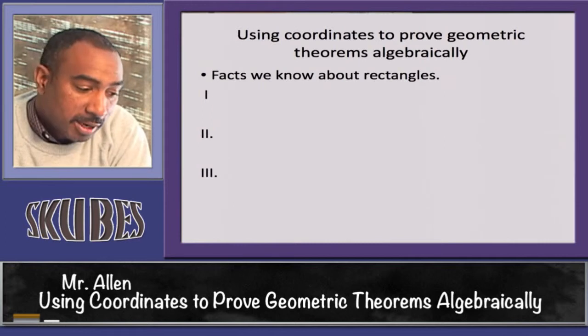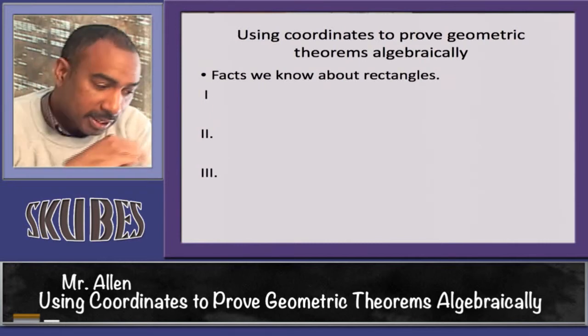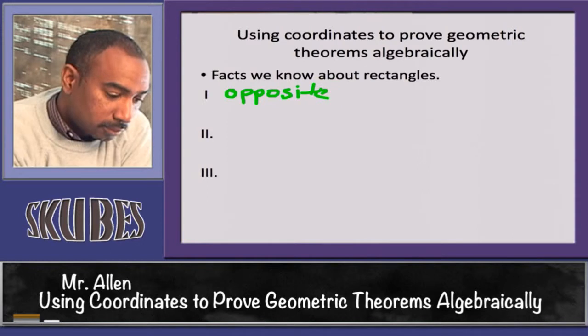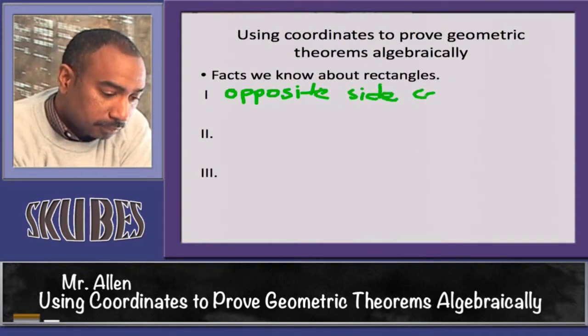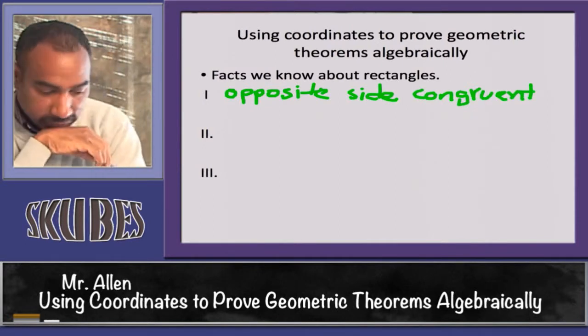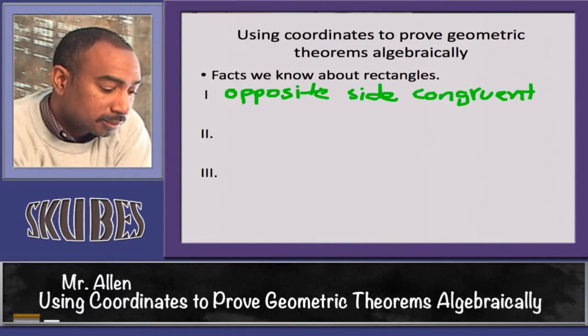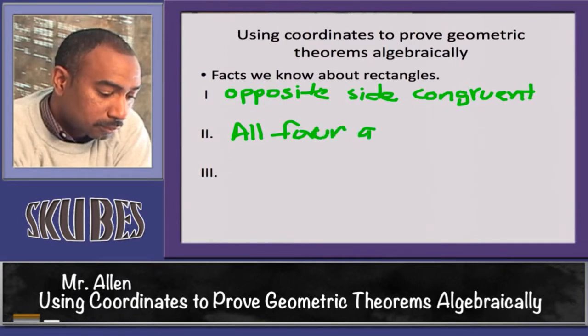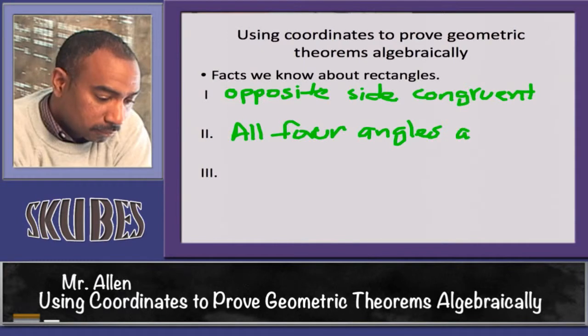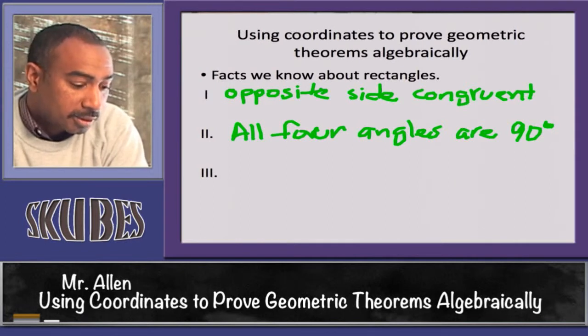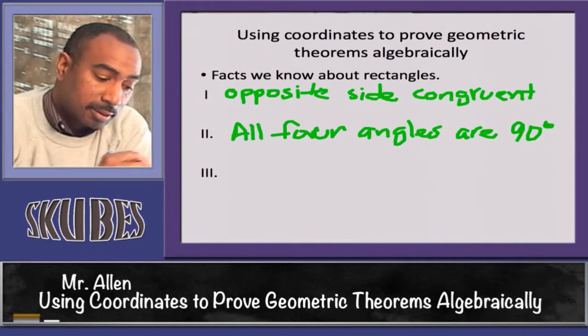Well, first let's start with some facts about rectangles. We know that opposite sides are congruent, right? We also know that all four angles must form 90 degrees. All four angles are 90 degrees to be a rectangle. And we know that the diagonals must be the same length.